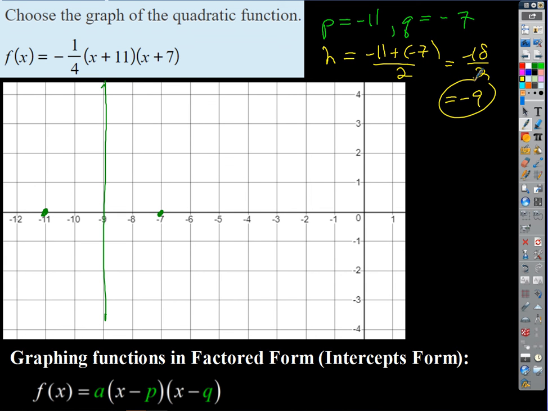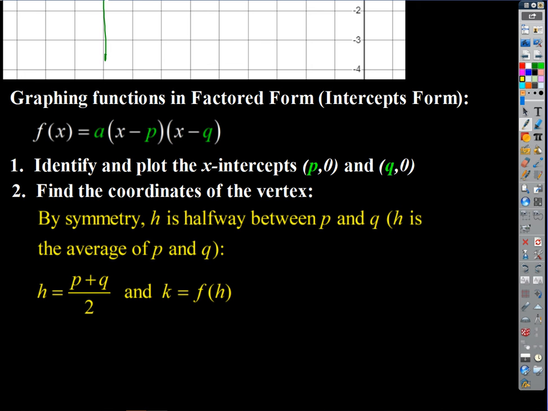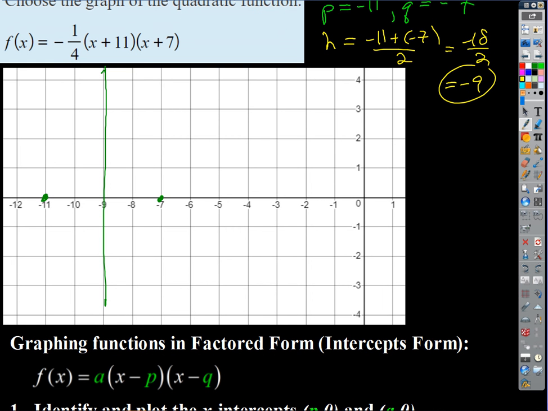And once again, this should be like a broken record here. If we know an x value and we want to find a y value for a function, what do we do? Plug it in, right? So k is just going to be whatever I get when I plug h into the function. So if I plug in negative 9 into my function, we know that k equals f of negative 9, which is negative 1/4 times (negative 9 plus 11). What's negative 9 plus 11? 2, good. What's negative 9 plus 7?